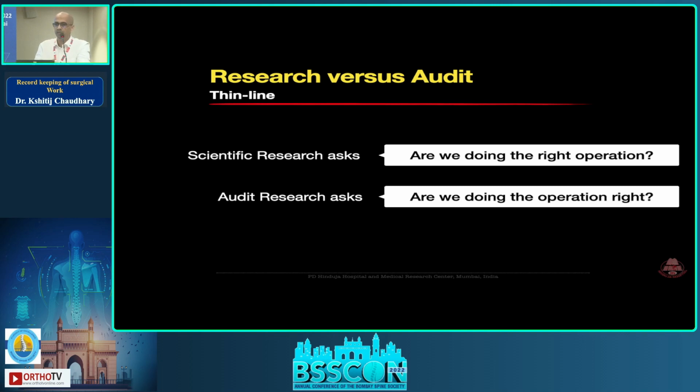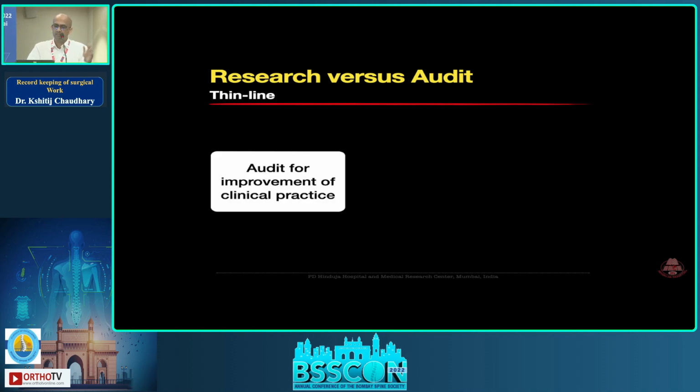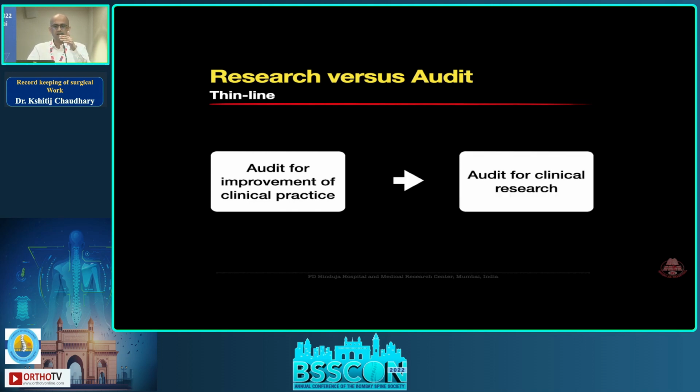People think that you are keeping cases just for research, but that's not it. It's for self-improvement, because scientific research asks, are we doing the right operation? But audit research asks, are we doing the operation right? And again, as I said, it takes a little bit of humility and self-criticalness to identify what is going wrong with your patients. And many surgeons who start auditing their practice find deficiencies in the beginning, which leads to a different way of doing things, which is called clinical research in the end.